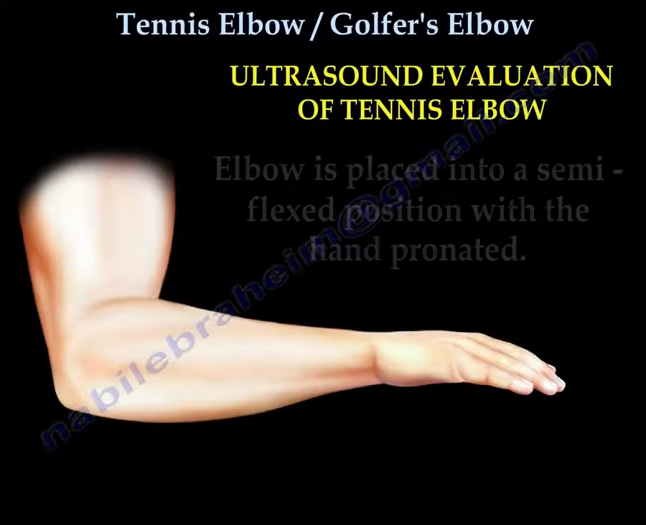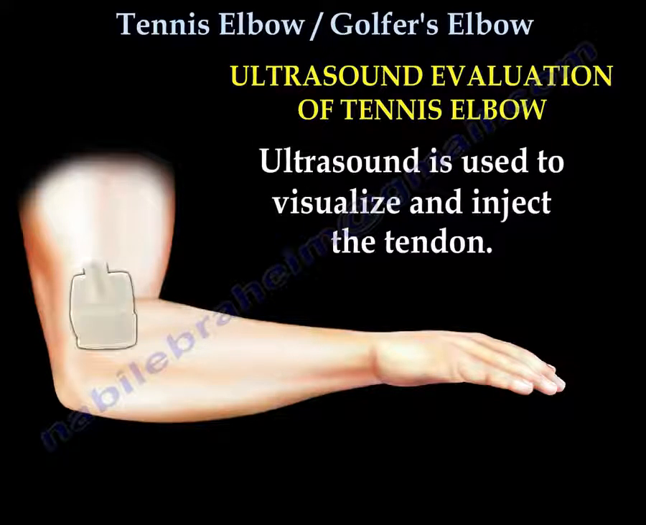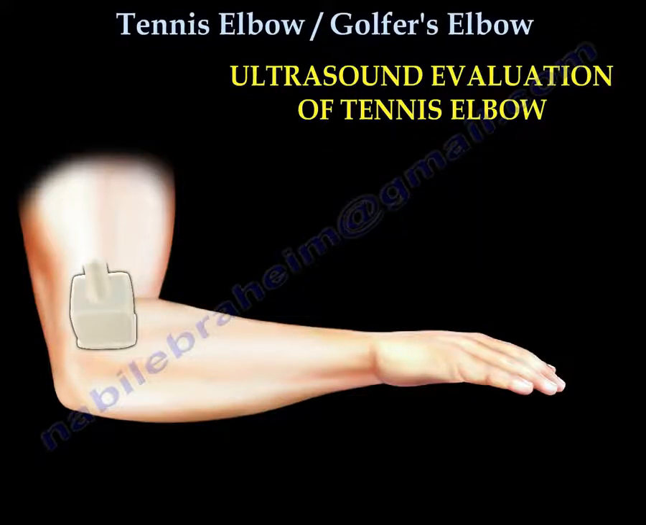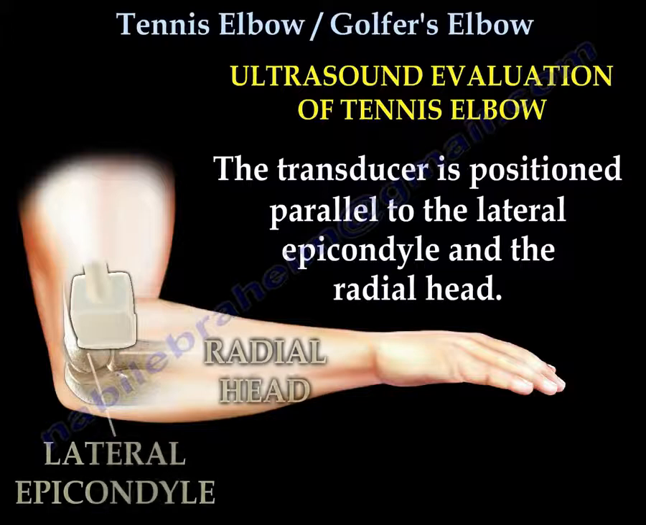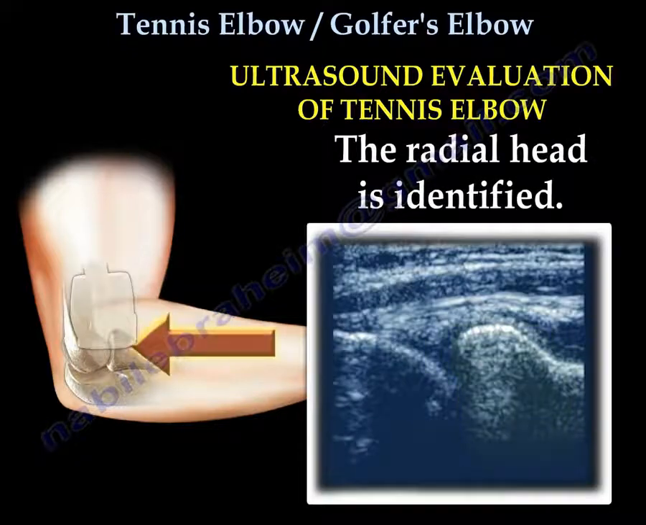Ultrasound evaluation of tennis elbow. The elbow is placed into a semi-flexed position with the hand pronated. Ultrasound is used to visualize and inject the tendon. The transducer is positioned parallel to the lateral epicondyle and the radial head. The radial head is identified.